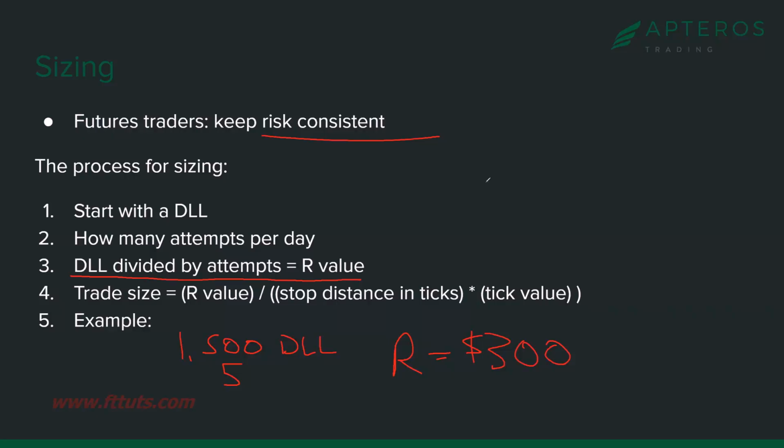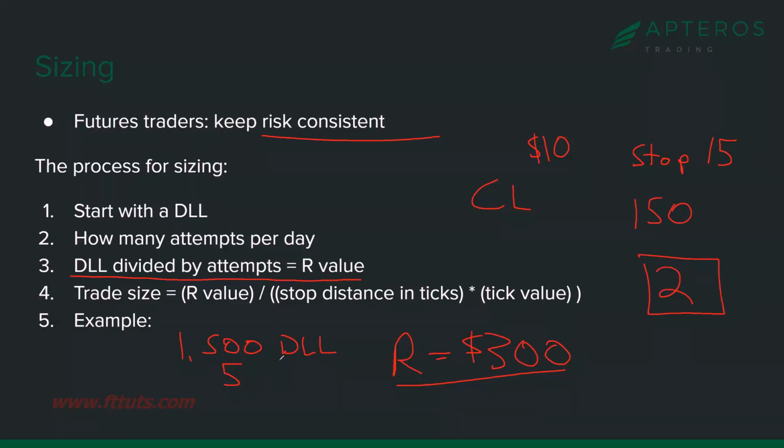Let's say we're trading crude. Crude has a $10 per tick size. Let's say that our stop loss is 15 cents away. That's 15 ticks. So we want to risk $300. 15 ticks on a 1 lot is $150. Oh, we'll trade 2 lots. That's how you size a position.